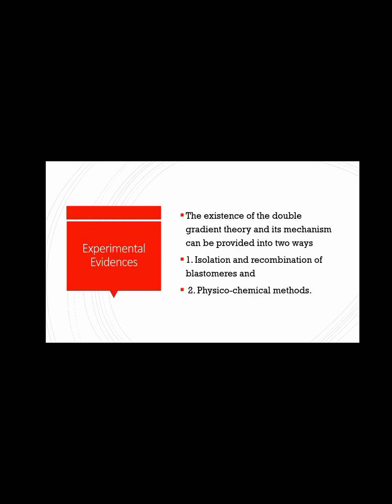For experimental evidence, the double gradient theory and its mechanism can be proved in two ways. First one is isolation and recombination of blastomeres, and the second one is physiochemical methods. First one is isolation and recombination of blastomeres. This method was proposed by Runnstrom and Horstadius. They carried out a series of experiments in sea urchin embryo to illustrate the existence of the gradient system.